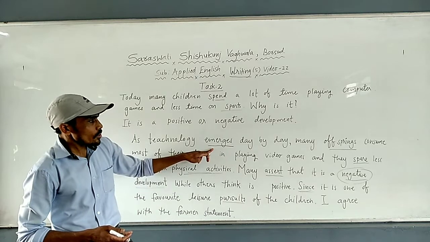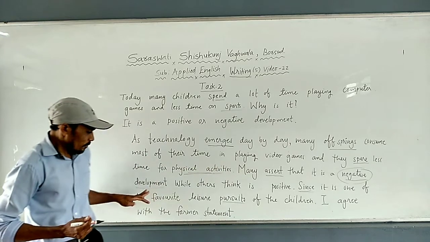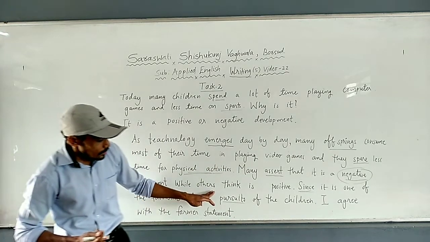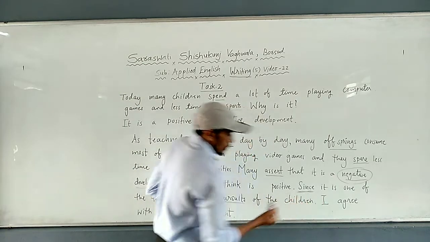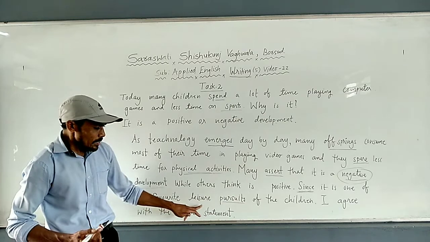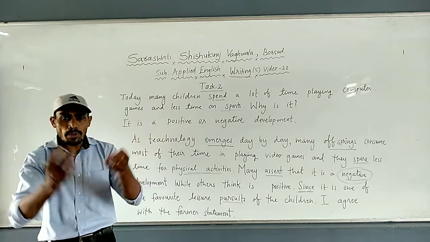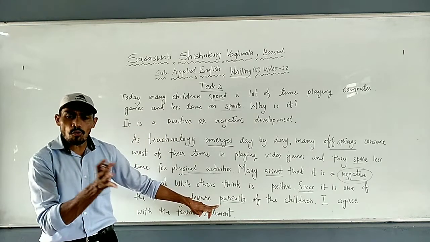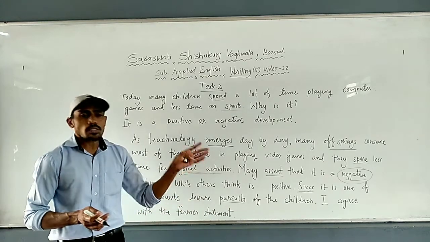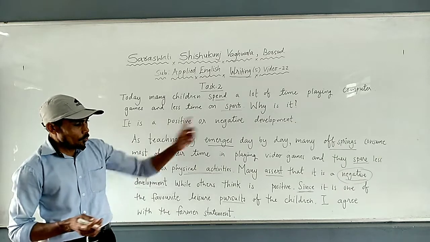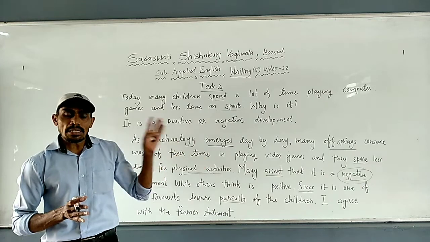Okay. Emerge, it is a global sentence. Emerge means to come out. Okay. Many assert that it is a negative development, while others think it is positive. Since, I have written instead of because. Since it is one of the favorite leisure pursuits. Pursuits means activity. Here, given games, there are so many activities. So what is the synonym of activity? Pursuits of the children. I agree with the former statement. That means I agree with the former statement. The former statement is negative. So as for my opinion, it is completely a negative development.